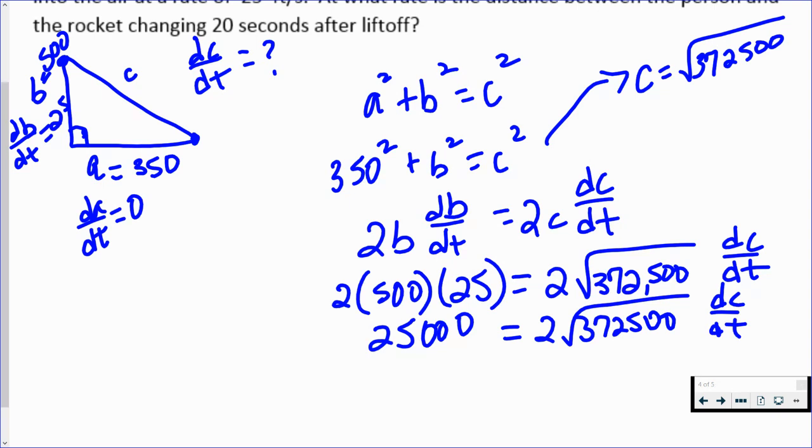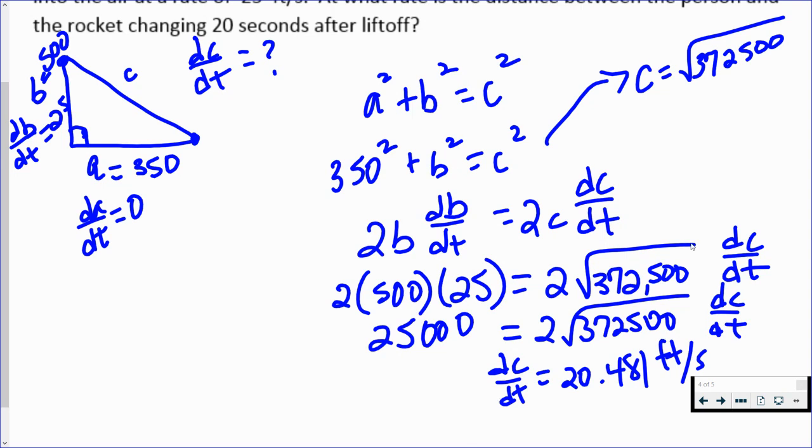Now we want to divide. Guys, be careful when you divide. Make sure you use parentheses correctly. We want to divide by the 2 and the square root of 372,500, which should give us, this is where we want to get our decimal, 20.481. And then let's think about units. We were talking about 25 feet per second for B. C is still just a side, so this is changing at the rate of 20.481 feet per second.